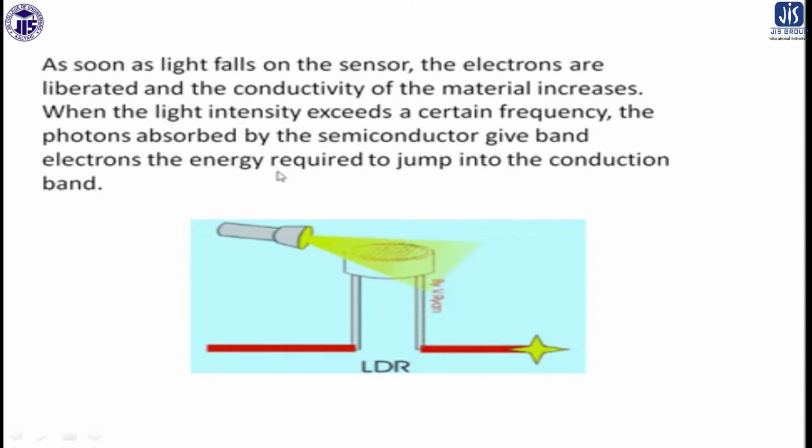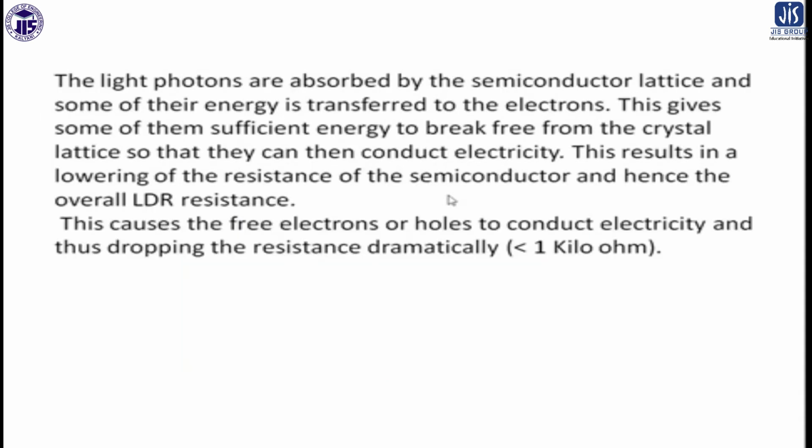Hence, when the light has ample energy, more electrons are excited to the conduction band, which results in a large number of charge carriers. As a result of this process, more current flows, and the resistance of the device decreases.